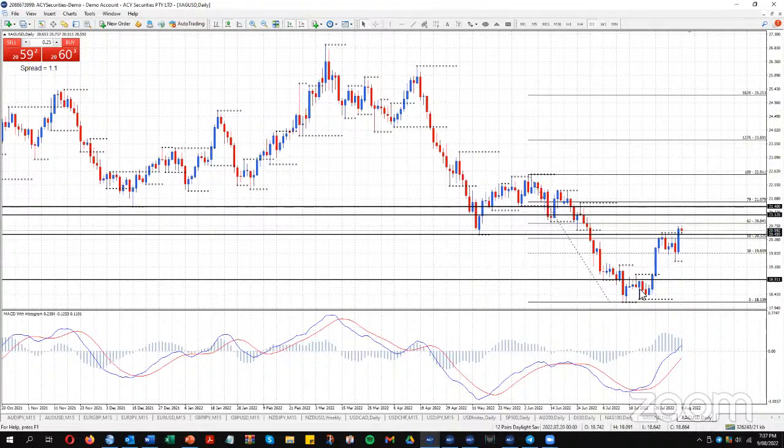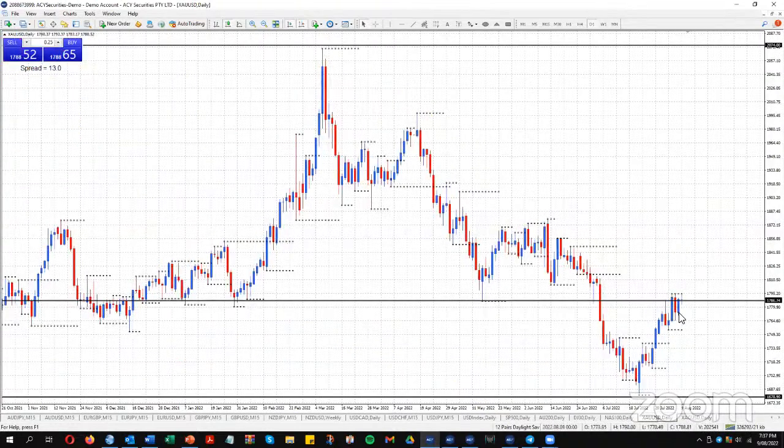I don't know whether silver leads gold or vice versa, but in the current environment, silver's leading gold a little bit in terms of its structure there. That's moved above weekly resistance, whereas gold is still contending with it. All right. So there's a little bit of consolidation going on at the moment.